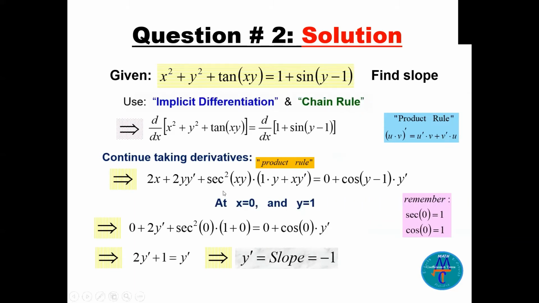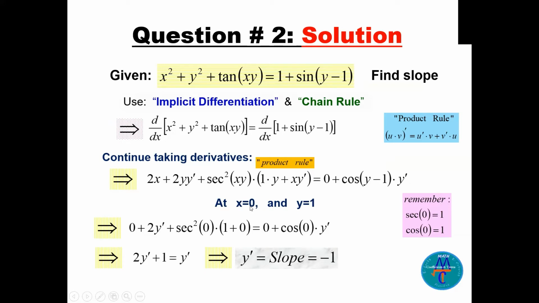So the derivative of x squared will be 2x, the derivative of y squared is 2y y prime. Tan of xy will be secant squared of xy times the derivative of the inside as a product: 1 times y plus x times y prime, that's a product rule, is equal to 0. The derivative of the 1 plus cosine of y minus 1 times y prime, the derivative of the inside.